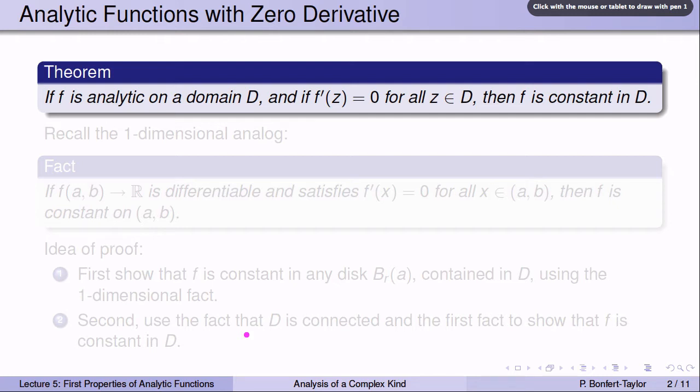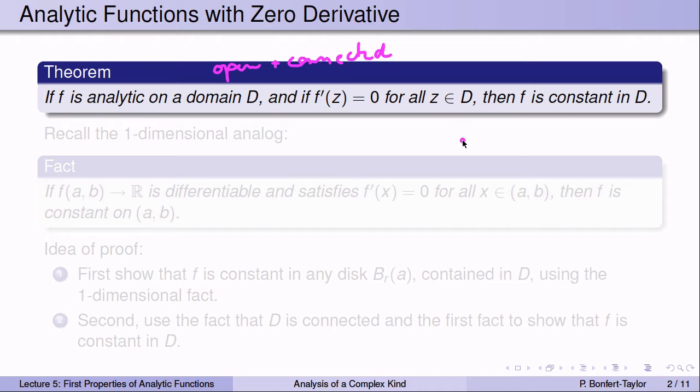Here's the first theorem that we'll talk about today. Suppose f is an analytic function on a domain. Remember what a domain is? That is an open and connected set. So it's all in one piece. And suppose that you have that f prime of z, the derivative of f, is equal to 0 everywhere in D. The theorem says that must imply that f is constant.